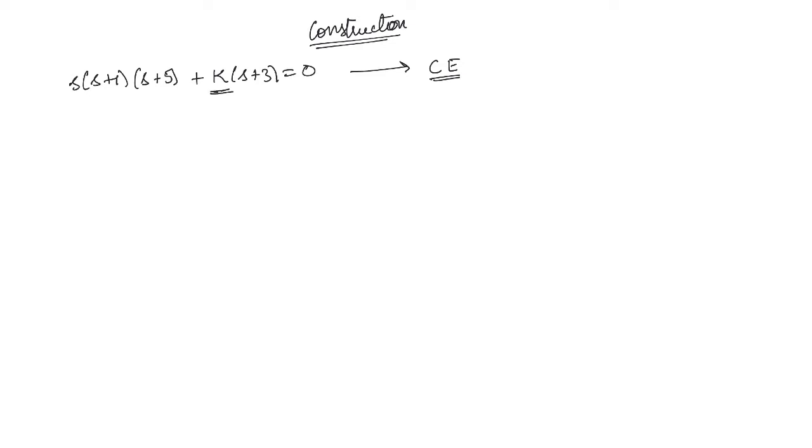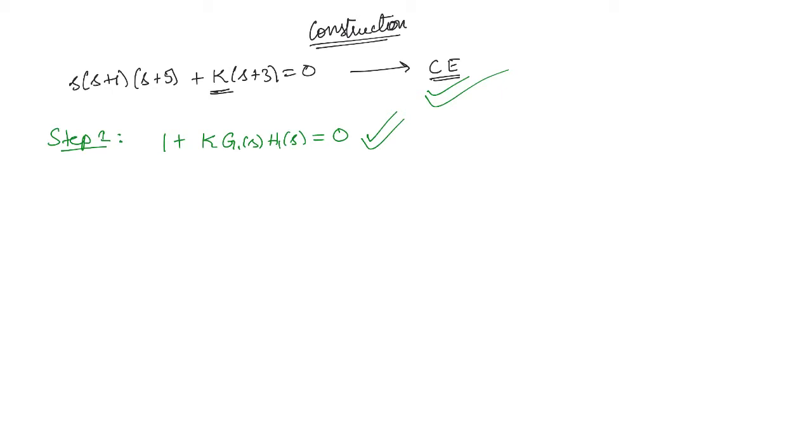Now the first step: what is the standard form of the characteristic equation for root locus? 1 + k g1(s) h1(s) = 0. This characteristic equation we have to get into this form.